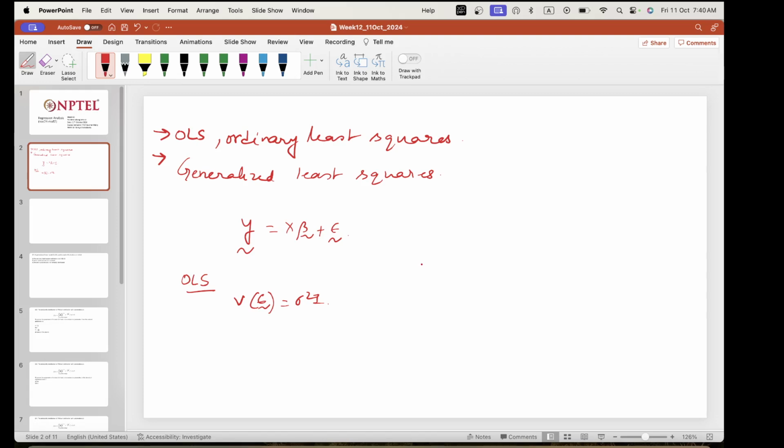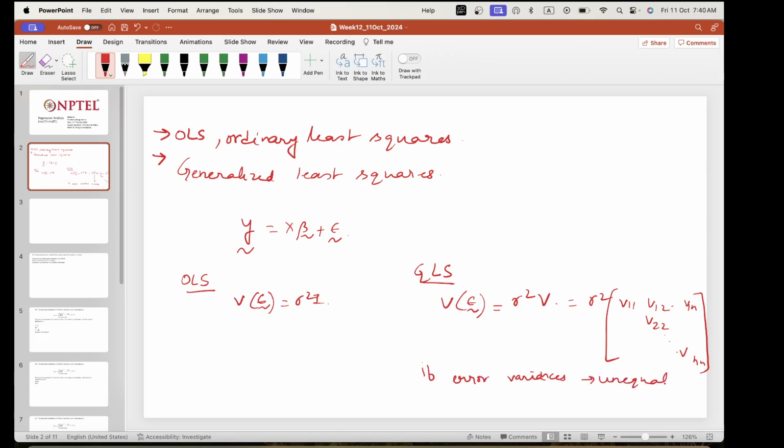But in case of generalized least squares or GLS, we had the variance of epsilon equal to sigma square into V. Now V could have different elements like V11, V22, VNN, V12, V1N, something like this. This would arise if error variances were unequal, or if the y's were correlated, because of which we would have such off diagonal elements.